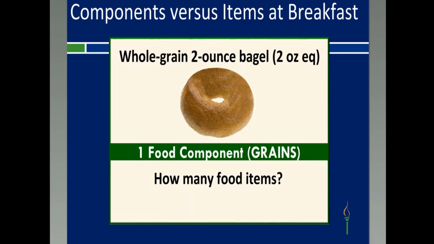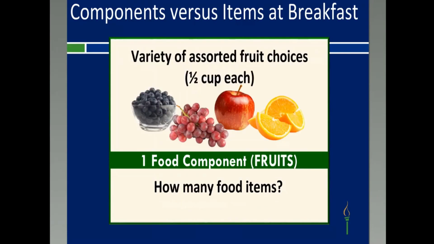Components versus items at breakfast. Here we have a whole grain 2-ounce bagel. It is considered one food component as the grains. How many food items would it be? It would be 2 food items, 2 grains, since the minimum requirement is 1 ounce.